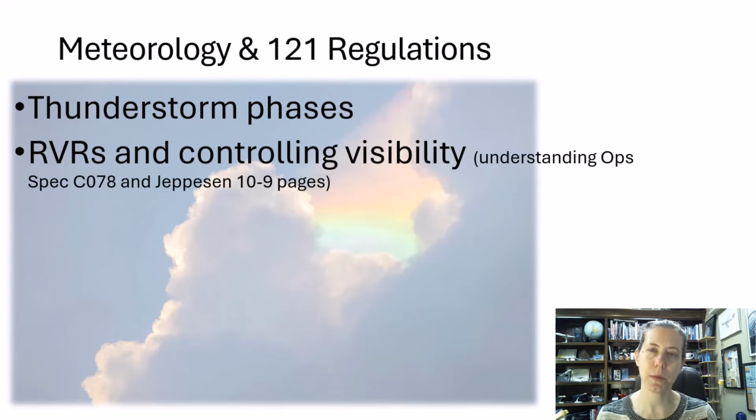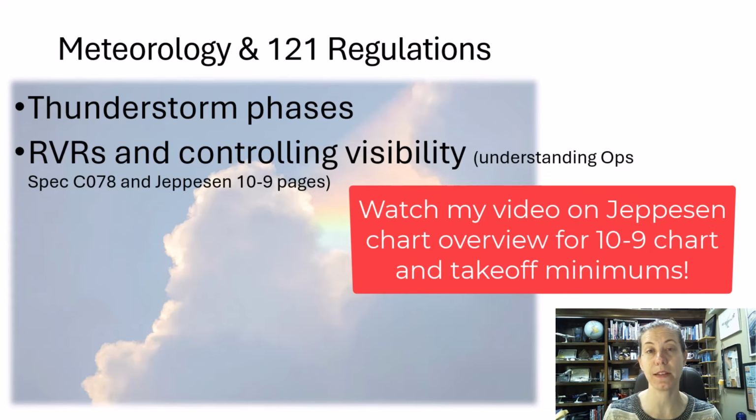RVR and controlling visibility. This would really be a dig into OpSpec C078 and the Jeppesen 10-9 pages. How do those interact? How is that different for a Part 121 departure versus a Part 91 departure? Again, I'm not going to unpack that here. I have a whole video that unpacks it. It's actually one of my most popular videos, so I'll place a link down below this video. Check that out.